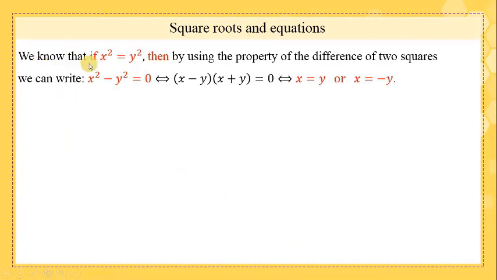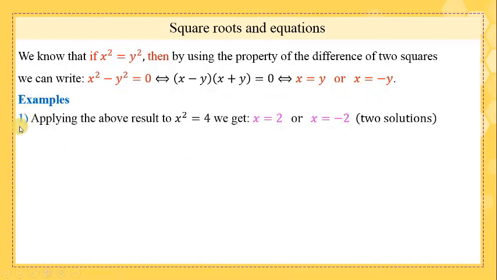We know that if x squared equals y squared, then by using the property of the difference of two squares, we can write x squared minus y squared equals 0, which is equivalent to (x minus y) times (x plus y) equals 0. If we put each factor equal to 0, we get x equals y or x equals minus y.